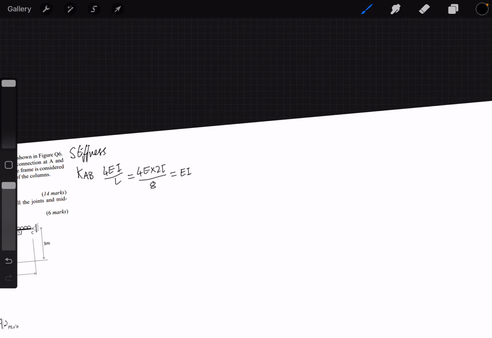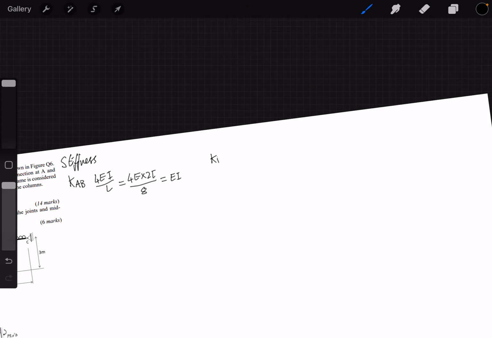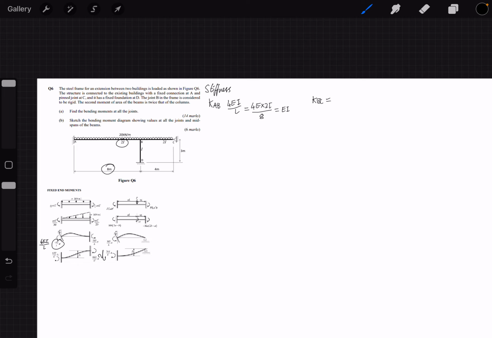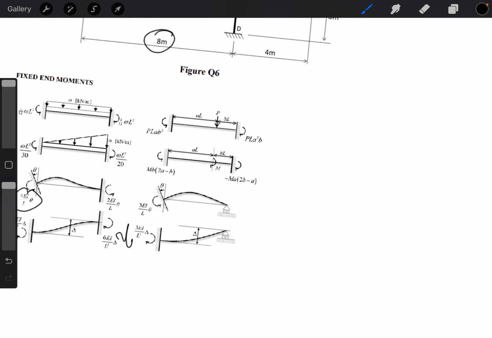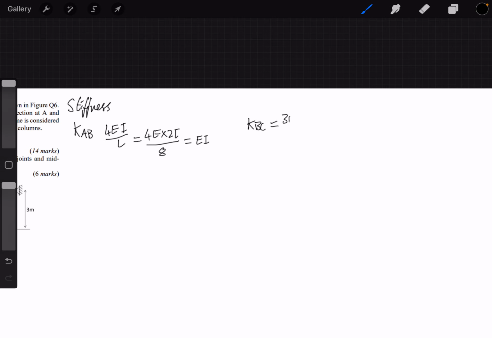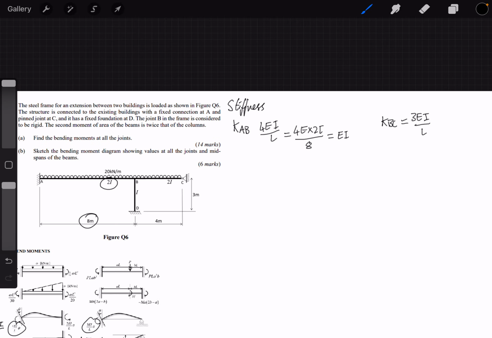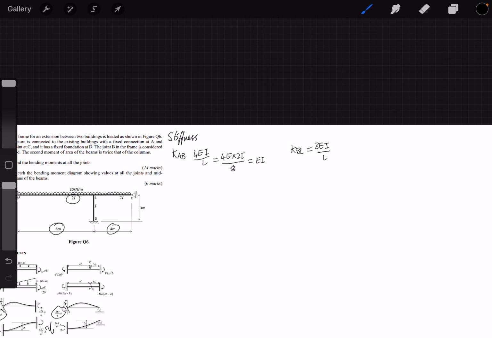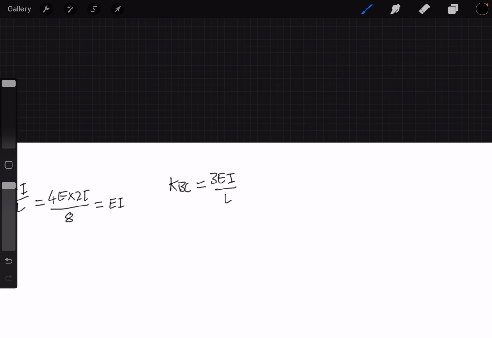Now we do the same for BC. KBC equals, and then let's look at the element. I see a pin. So which one do we use? Well, we use this one: 3EI over L. However, we see that the length is 4, and we have second moment of area 2I. So it equals 3E times 2I over 4, which equals 3 over 2 EI.